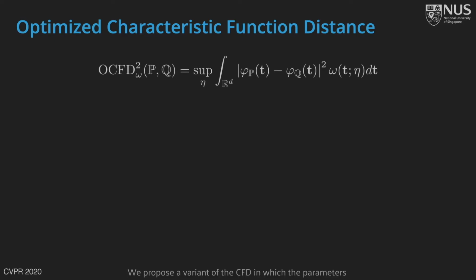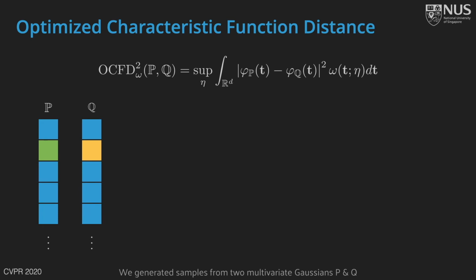We propose a variant of CFD in which the parameters of the weighting distribution omega are optimized to maximize the CFD. In practice, the parameters are optimized for a finite number of time steps to compute the optimized eCFD. To test the efficacy of the optimized eCFD in distinguishing between two distributions, we conducted a small experiment. We generated samples from two multivariate Gaussians, P and Q, that have the same mean in all the dimensions except one. We used eCFD and optimized eCFD, both with Gaussian weighting distribution, as two sample tests to test the null hypothesis P equals Q.